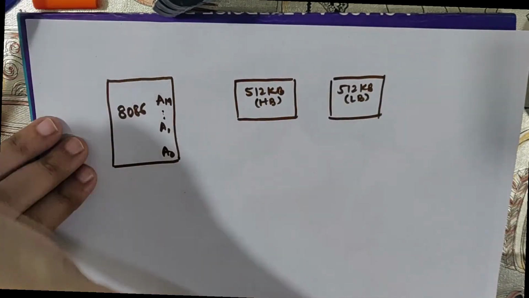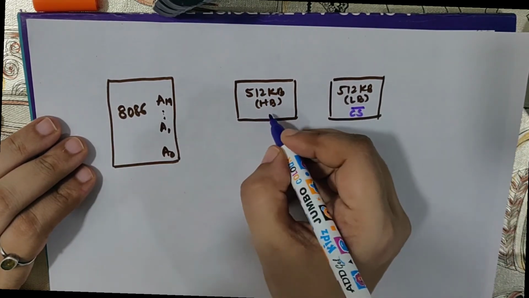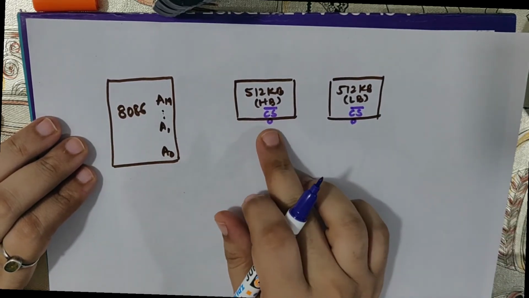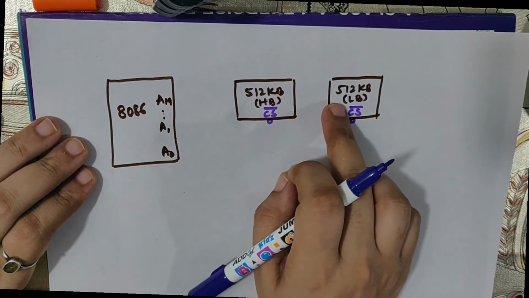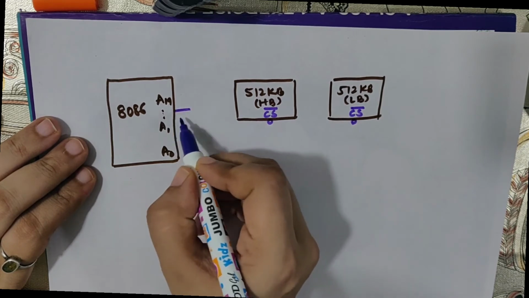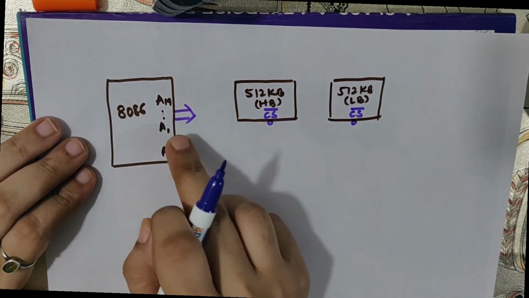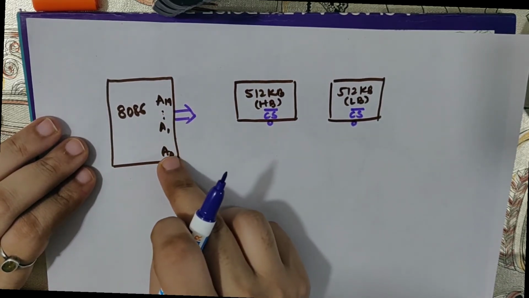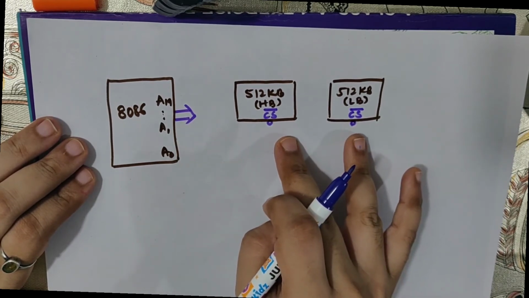Okay, now there is a signal called CS bar, the chip select signal, which is available in both the chips. When this signal is enabled, that particular chip will be selected. Now A1 to A19 will be giving the address on the address bus. This A0 will be used to select which chip we want.